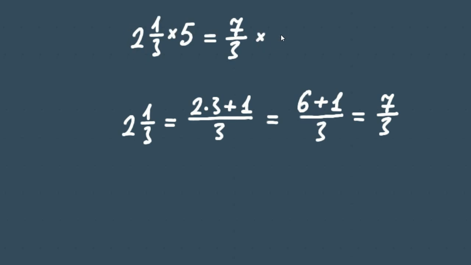And 5 I will also write as improper fraction. This is 5 first. Multiply the fraction numerators and fraction denominators. We get a fraction of 35/3.